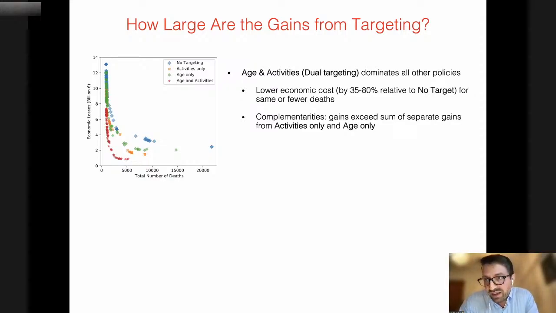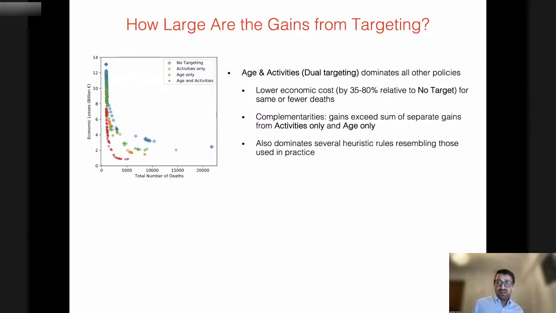And it does this by unveiling real complementarities between age and activities. In particular, how much you gain via dual targeting is greater than the sum of the gains from only doing age targeting or only doing activities targeting. So there is really a win-win situation here. It applies if you benchmark yourself versus other kinds of confinement policies that resemble practice.